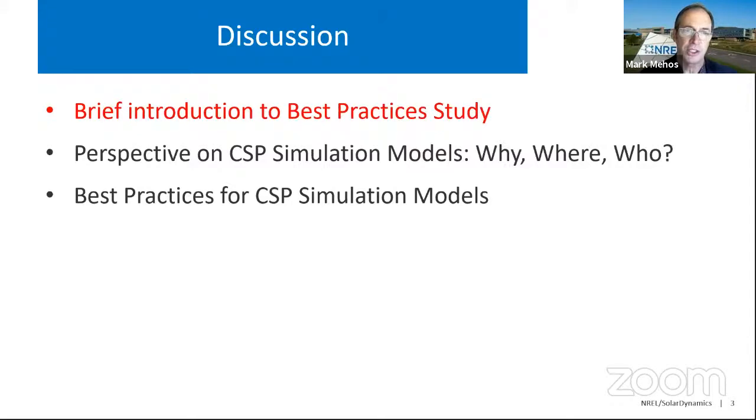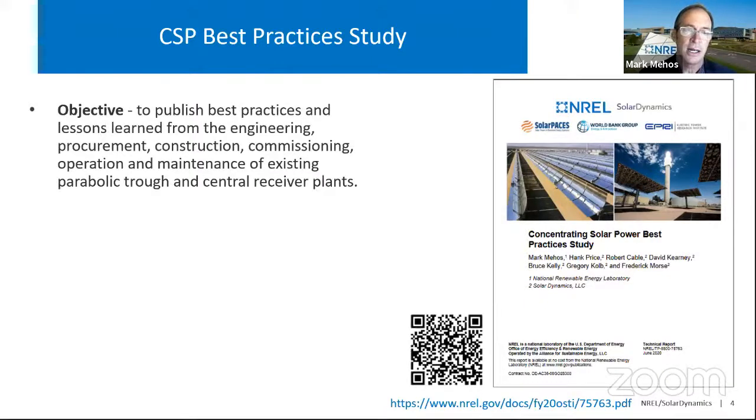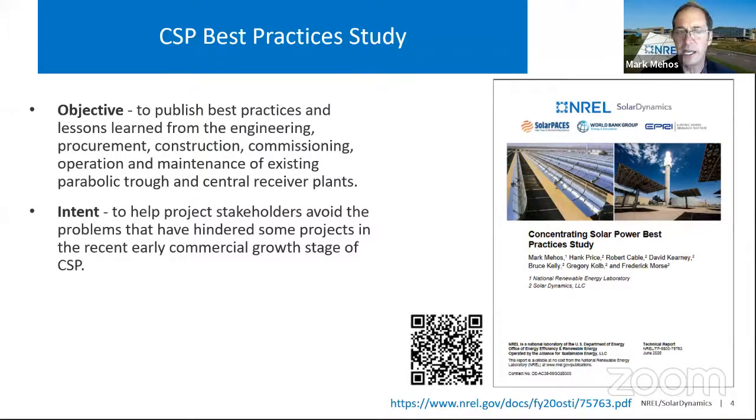So, for a brief introduction to the best practices study: about 2 years ago now, it seems like yesterday, but it was a while ago, we released this study with the objective of identifying and publishing best practices for a whole audience of stakeholders, including engineering, procurement, construction, commissioning, all the way through operation and maintenance of both parabolic troughs and receiver plants. The point, again, was to help these stakeholders avoid some of the problems that hindered, especially, some of the early projects under development in CSP.